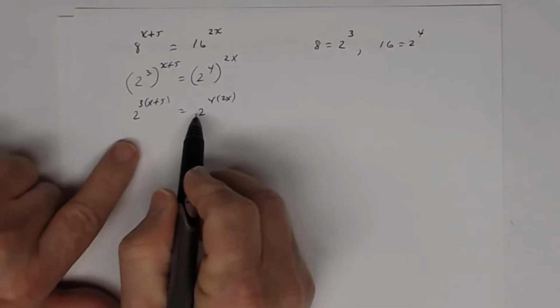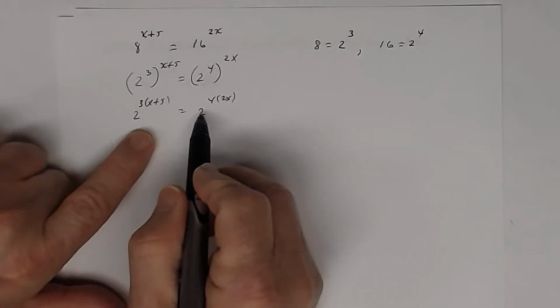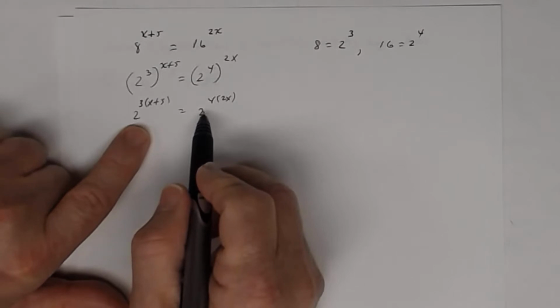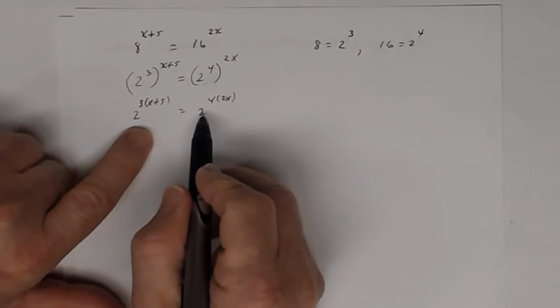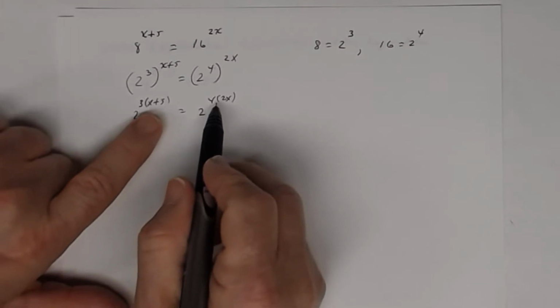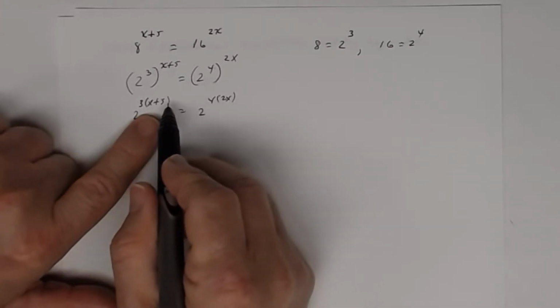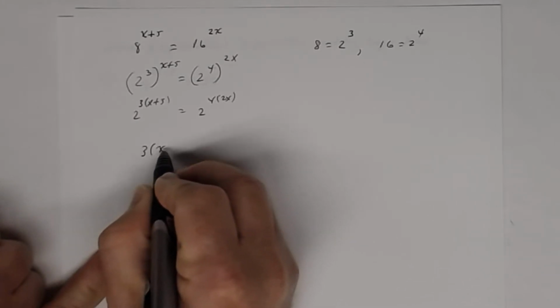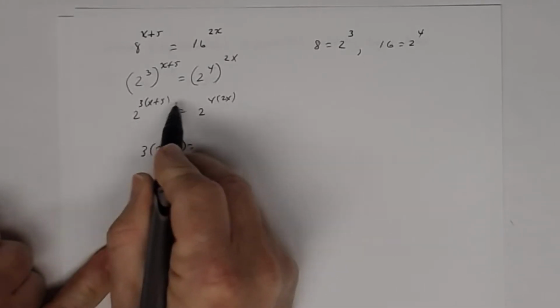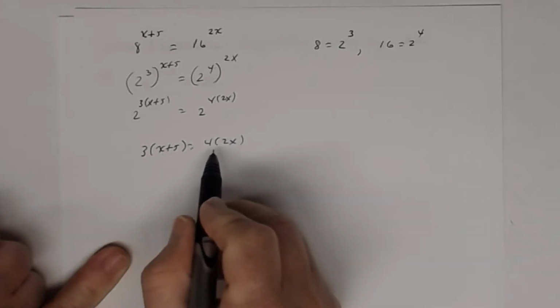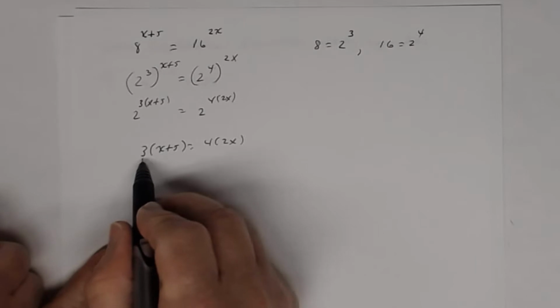And so we know that if I have two exponential expressions equal to each other and the bases are the same, by the one-to-one property, that means that those exponents have to be equal to each other. So I get 3 times x plus 5. So that exponent must equal this exponent. And so notice I have this linear equation. So let's go ahead and get rid of the parentheses.